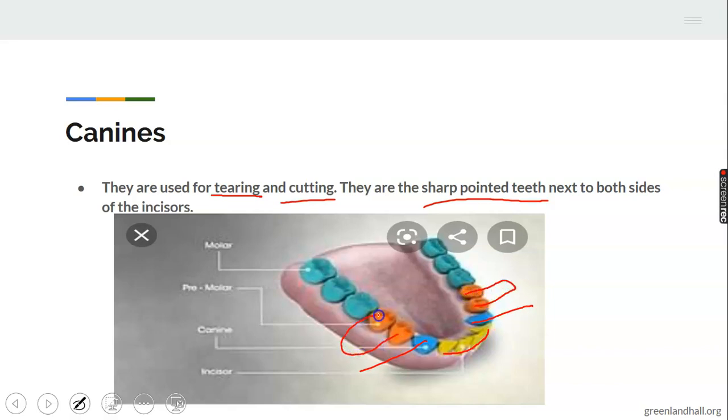They are the premolars. They come immediately after the canines. The canines are the blue. They come immediately after the incisors. These are the incisors here. Okay, after the incisors, we have the canines. After the canines, we have the premolars. You can see them. They are different from the canines. These are the premolars.